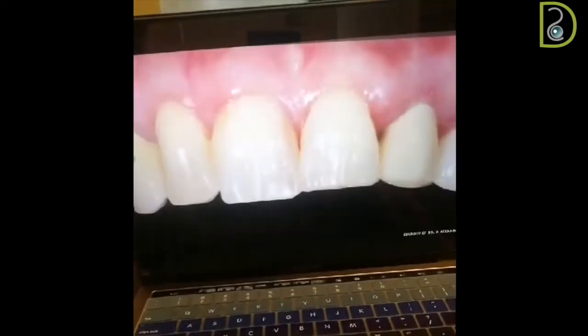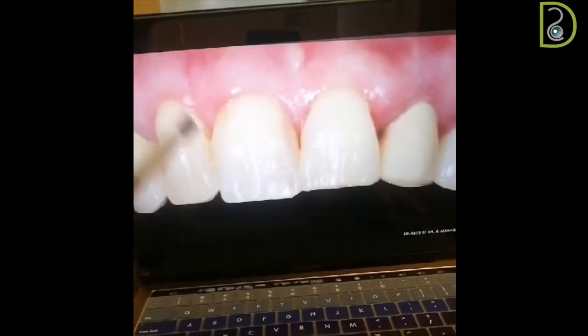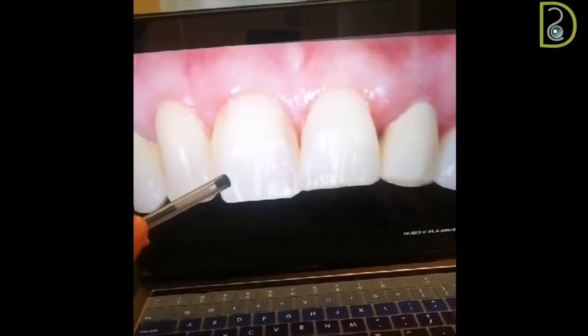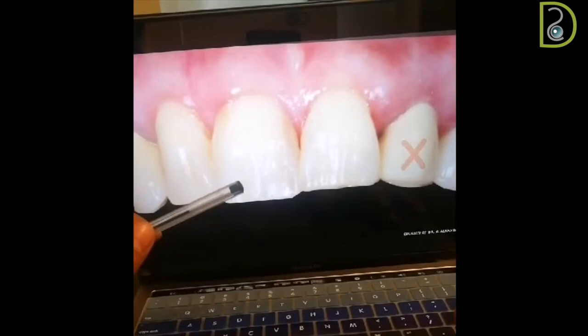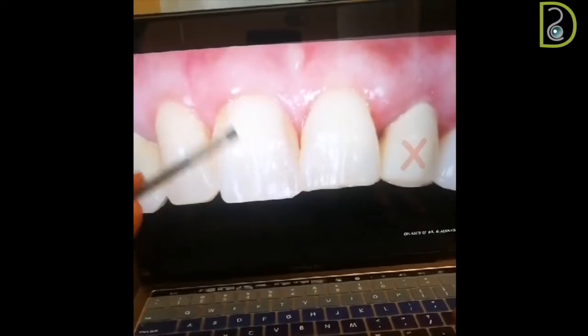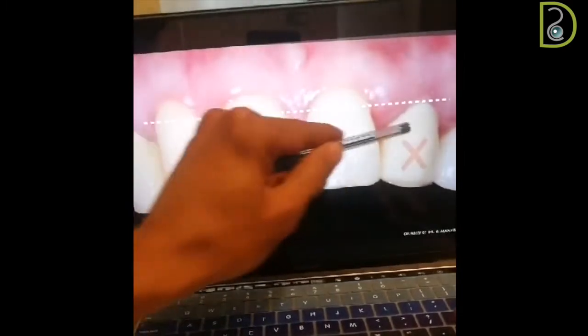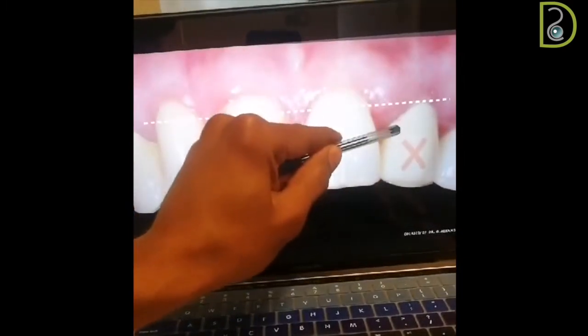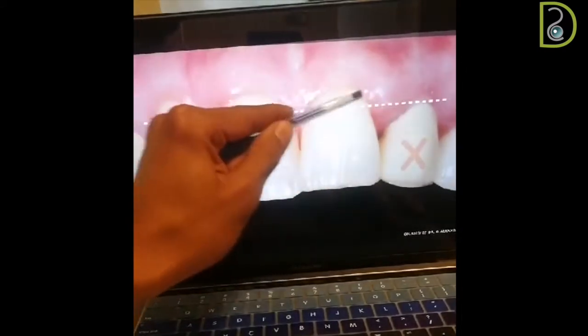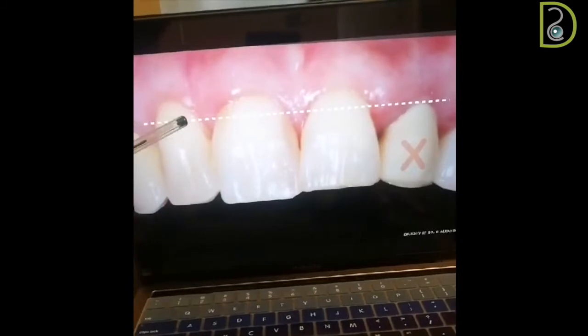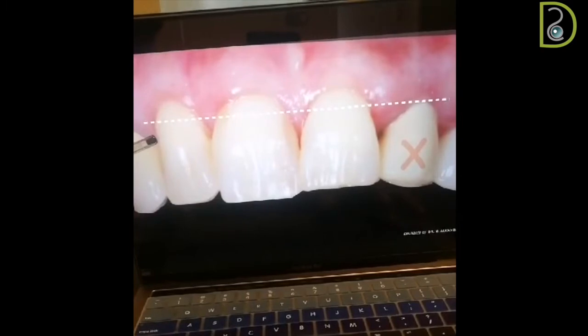Let's move now to another case, which was also done by my colleague Dr. Amr. This patient showed up to extract non-restorable tooth number 10. Again, from the clinical perspective, the gingival margin is in our favor. You can see this is the normal gingival margin of the lateral, which is about 1 millimeter coronal to the central and the canine. However, the contralateral tooth has a recession.